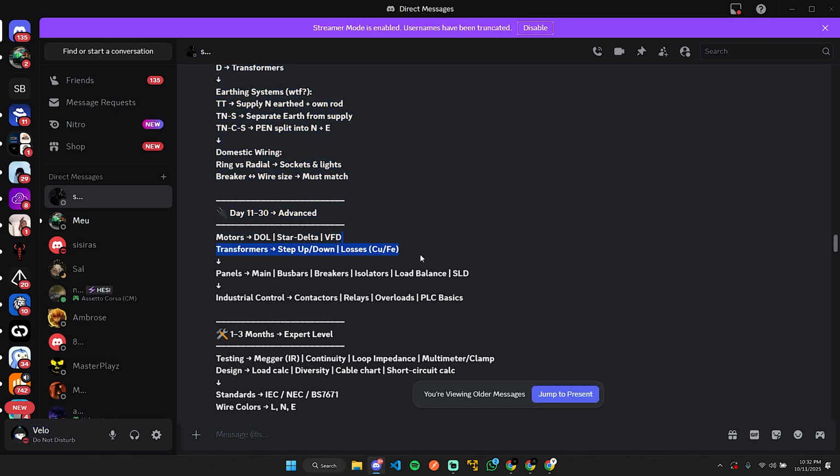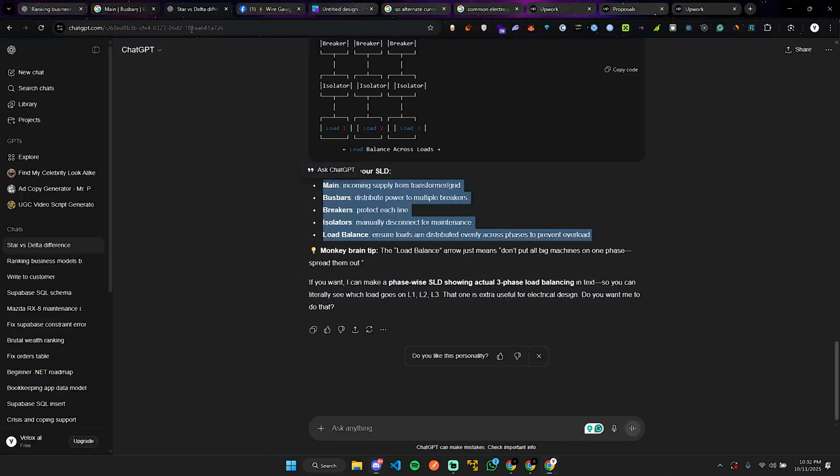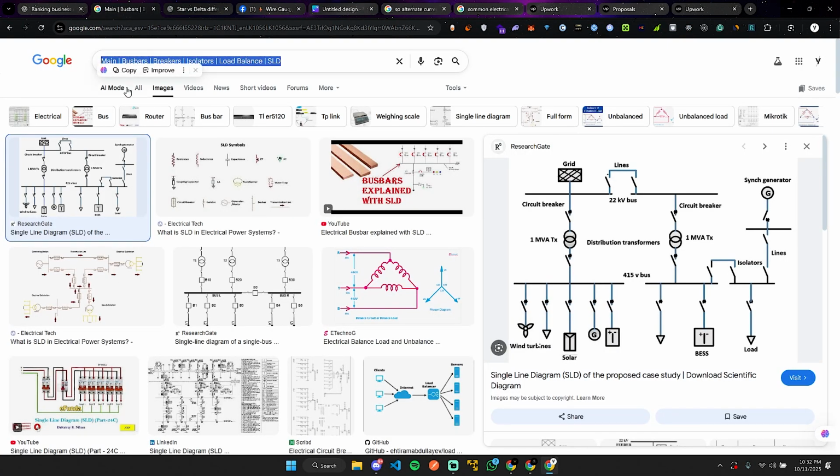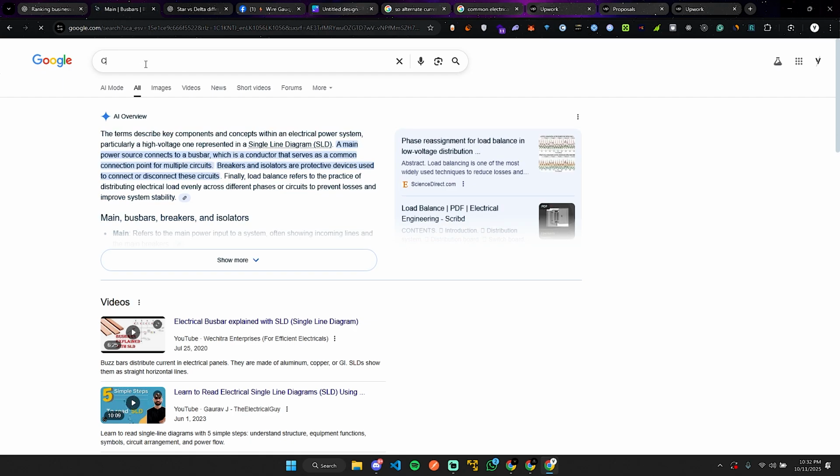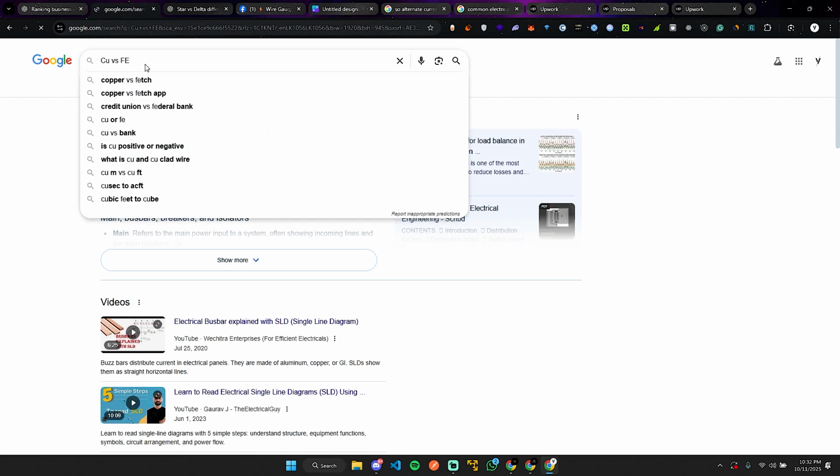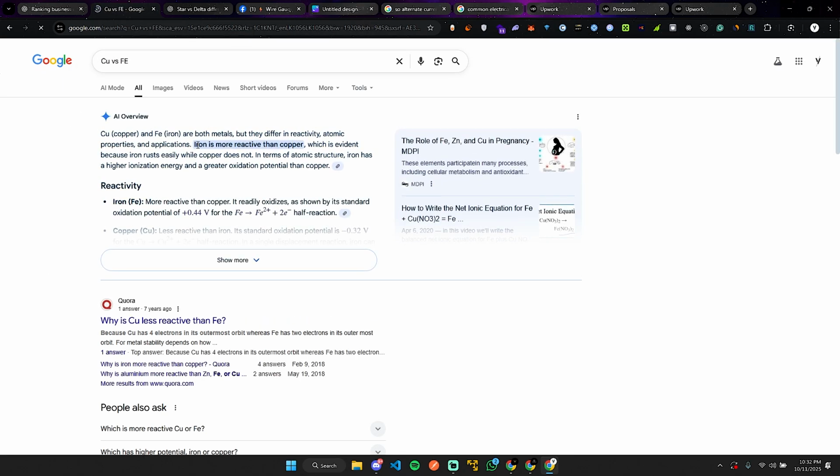Right. This we know what this is. So use a transformer to step up or down, and then it's measured in. This is electricity and this is heat, I think. CU and FE. I keep forgetting what that means. I'm gonna rewatch this video, so I'm gonna get it. CU versus FE. So CU is in electricity.